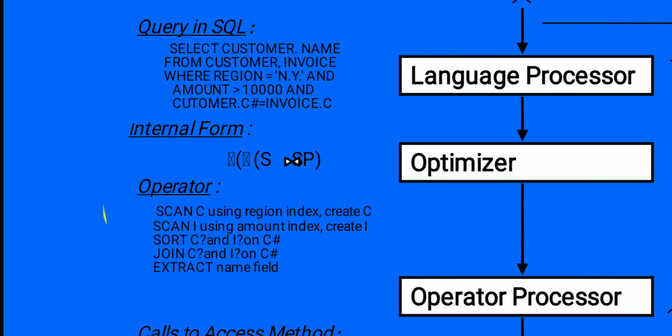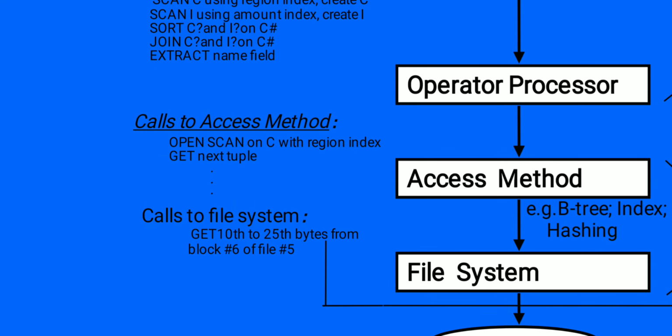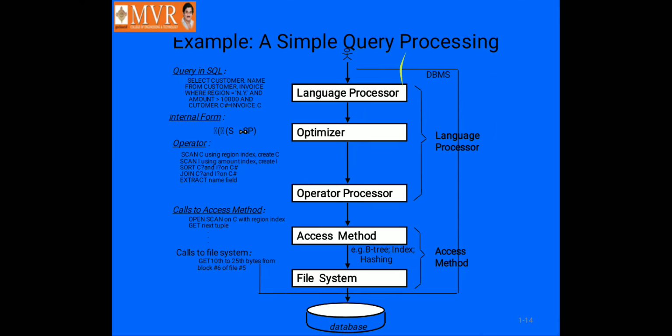Here we have to scan the fields where the reason is NY and the amount condition, and both are compulsory. Here the conditions are true only. The AND operator will use true or false conditions only. Here AND means both conditions must be true, then only it displays the customer name. And it asks the access method and calls the file system to display the database applications.